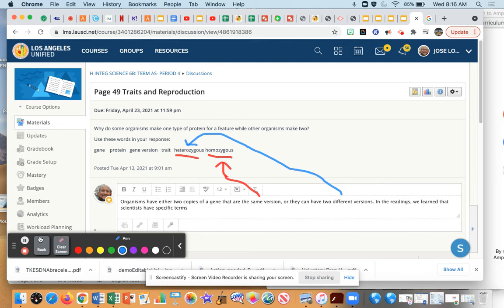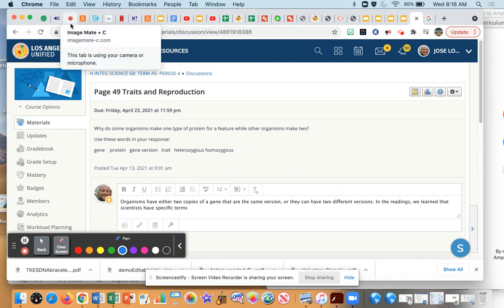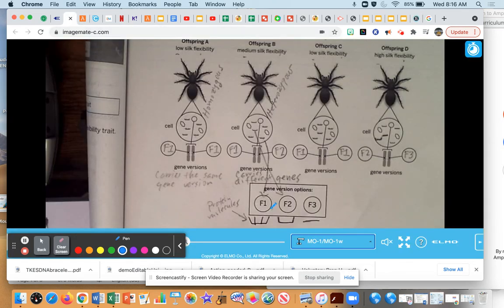If we look at what we have here, when we finished page 53: homozygous, same gene version, and heterozygous. This offspring is homozygous. This offspring is heterozygous, with different gene copies, gene versions.